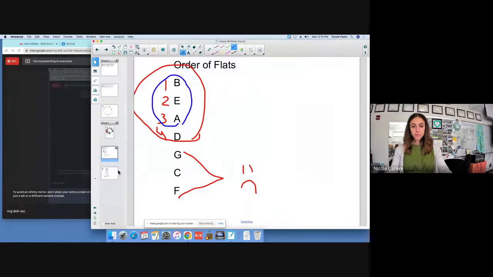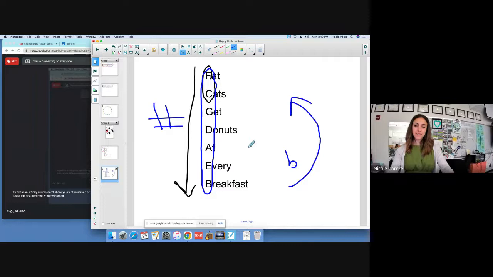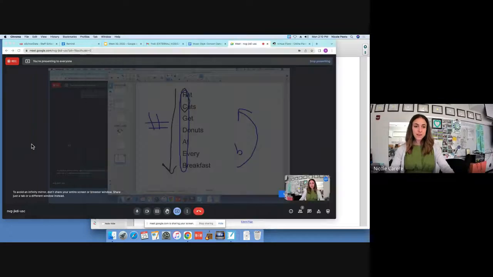One last thing I want to bring to light is, last week we looked at the order of sharps, right? F, C, G, D, A, E, B. And you'll notice that the order of sharps is the order of flats, like backwards. Look, this spells bead, G, C, F. So that's something to note.